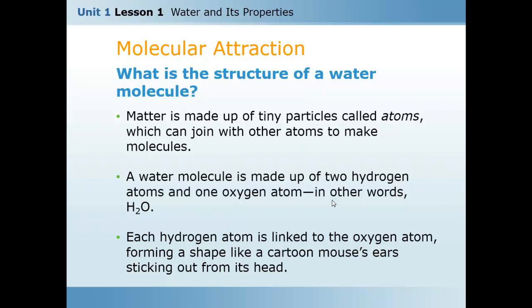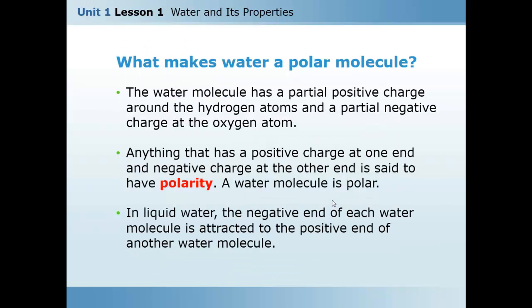out from its head. Okay, the water molecule has a partial positive charge around the hydrogen atoms, and a partial negative charge at the oxygen atom. So the oxygen has a negative partial charge, and the hydrogen has a positive partial charge. Anything that has a positive charge at one end and a negative charge at the other end, we call it having a polarity. Okay, so water has a polarity. A water molecule is polar.